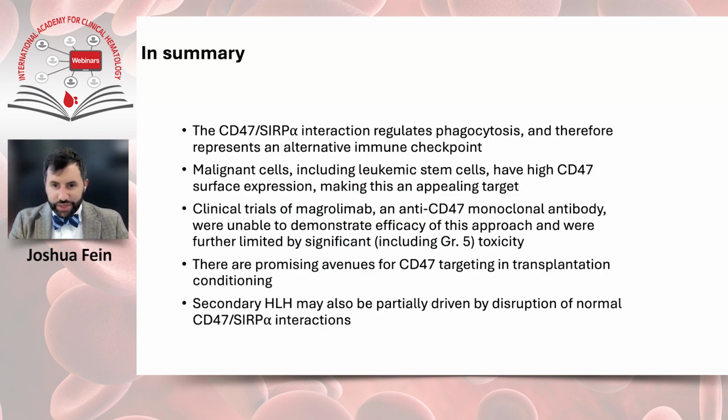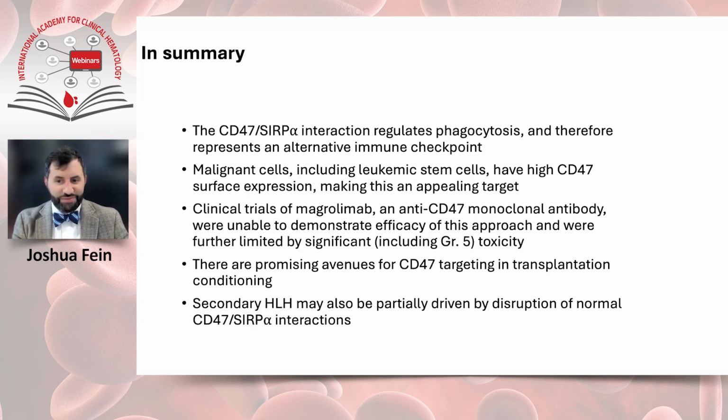So with those interesting points on the horizon, I'll summarize that the CD47 SIRP alpha interaction regulates phagocytosis, and so therefore it represents an alternative immune checkpoint. Malignant cells, and that includes leukemic stem cells, have a high CD47 surface expression. That makes this a really appealing target for therapeutics. However, clinical trials of magrolimab, which was an anti-CD47 monoclonal antibody, as well as other compounds that didn't move as far forward, were unable to demonstrate efficacy of this approach. And they were really limited by significant toxicity, including grade 5 toxicity. A lot of that toxicity was infectious.